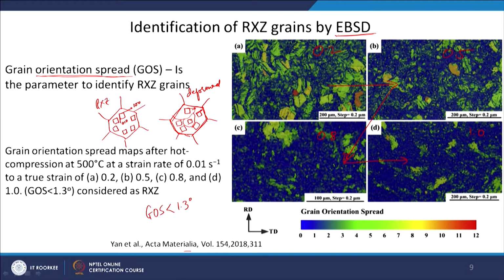At lower strain you have a lower fraction, as you increase the strain more and more grains are recrystallizing, and later on most of the microstructure will have these blue grains. Blue means somewhere below 1.3, as they are saying, that all the grains are now colored blue. So, this is one of the very important techniques to characterize the microstructure in terms of recrystallization. I just wanted to tell you this here.